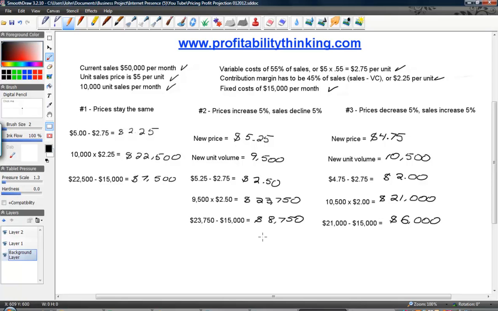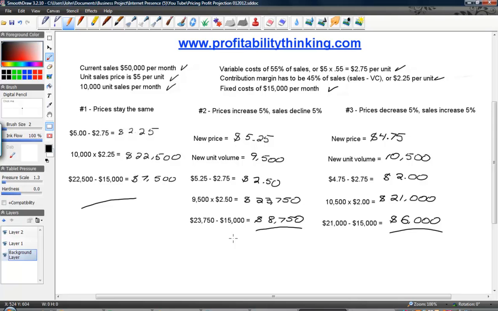So we have 3 alternatives, 3 outcomes: $7,500 if we keep prices the same and volume the same. If we raise prices but lower volume, it's $8,750. And if we lowered prices to increase sales, it's $6,000, which means in this particular case, all other things being equal, the most profitable decision is to increase prices with the loss of sales.